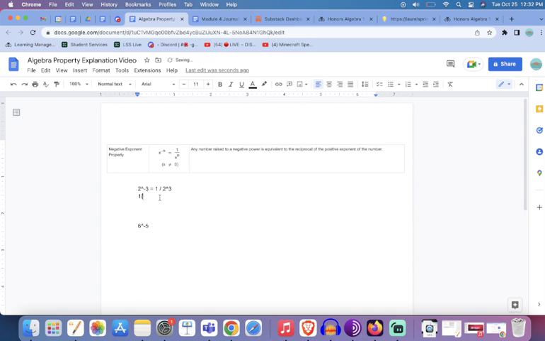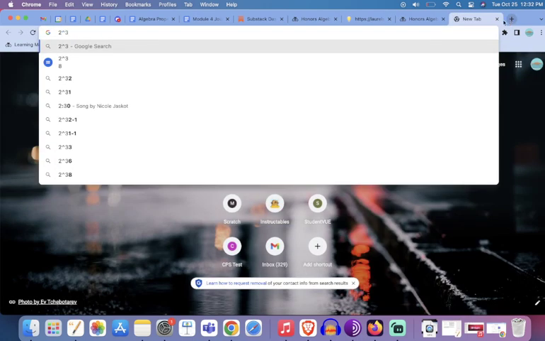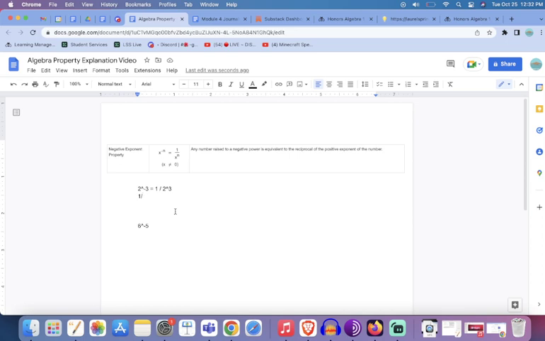Now we could convert this further into 1 over 2 to the power of 3. Now 2 to the power of 3 is obviously 8. I didn't really have to put that in the calculator, but I did. So 1/8. 2 to the power of negative 3 is equivalent to 1/8.